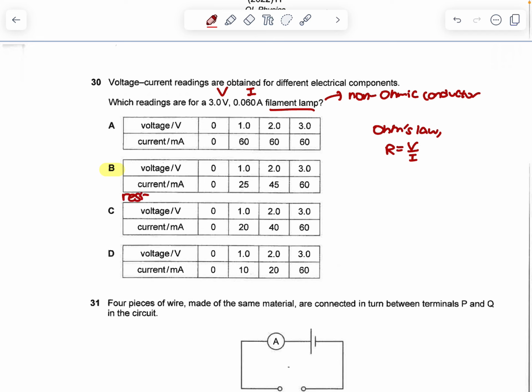So you have resistance in ohms. You use the formula R equals V over I. You calculate that 1.0 divided by 25 milliampere, you should get 40. So on, you get 44. And you get 50 ohms. We see that this is the one where R is increasing. And the answer is B.